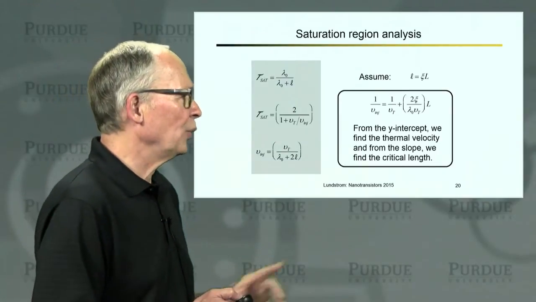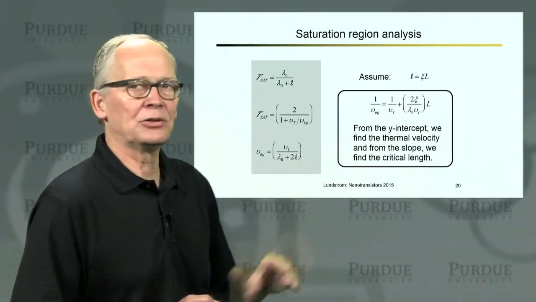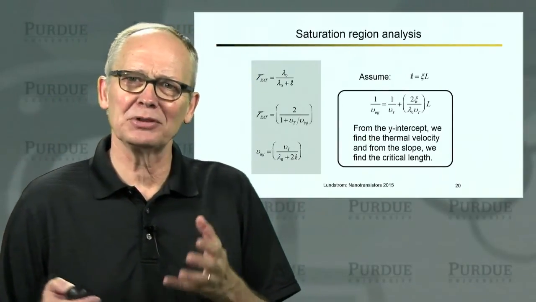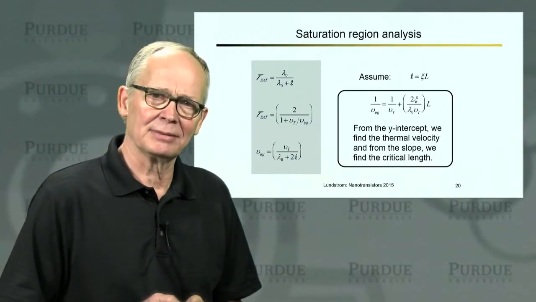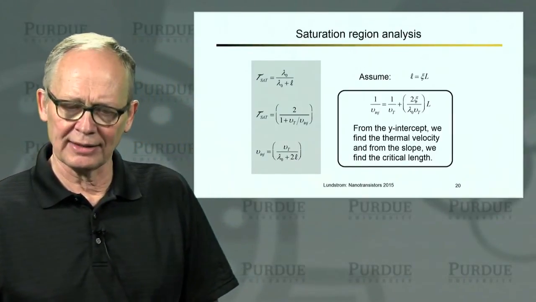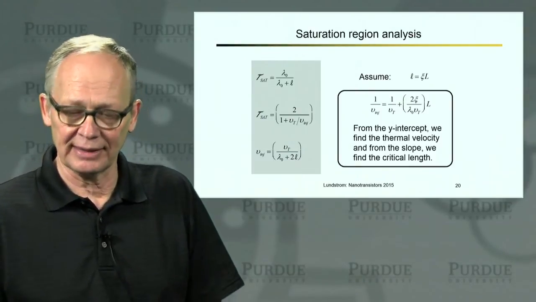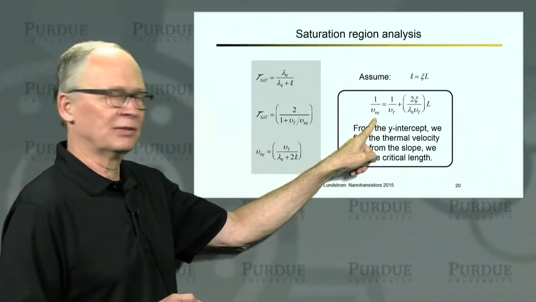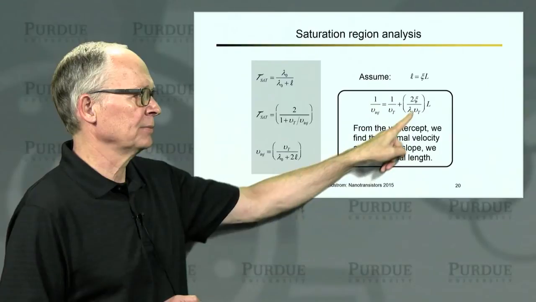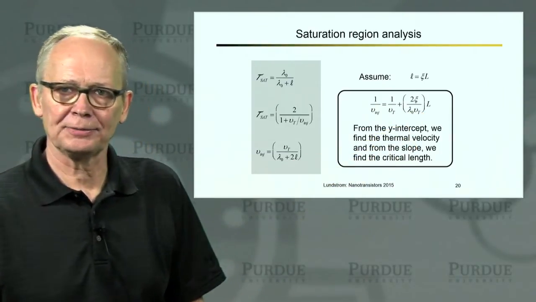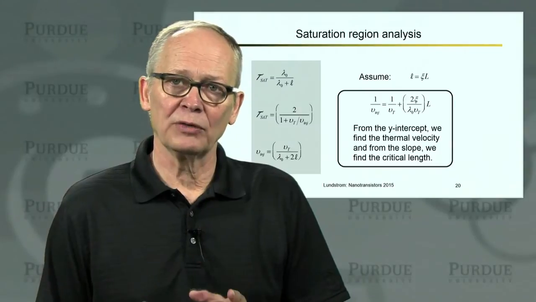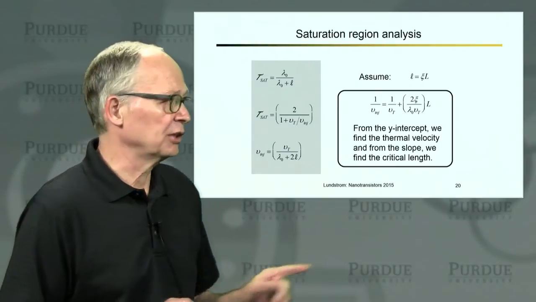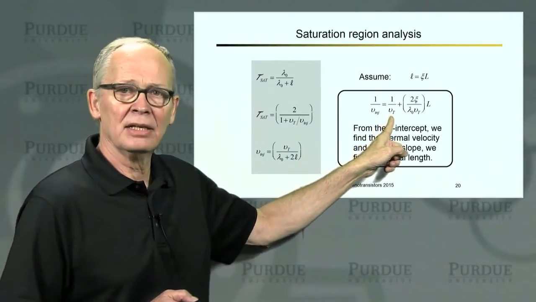Now, if we assume that the length of the critical region is proportional to the length of the channel, that's a little hard to justify rigorously, but it seems to work in practice rather well, and there's even some support from some simulations for that assumption as well. If we make that assumption, we can test it later. Then we can rewrite this equation in this form: 1 over the injection velocity is 1 over the thermal velocity plus some parameters times the length of the channel. So if we plot 1 over injection velocity versus channel length, then we ought to be able to extract the thermal velocity from the intercept of that plot.